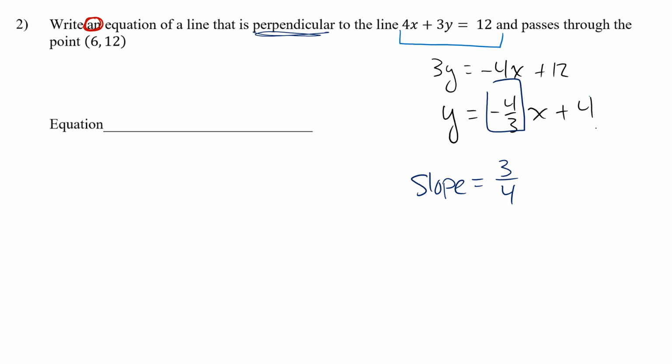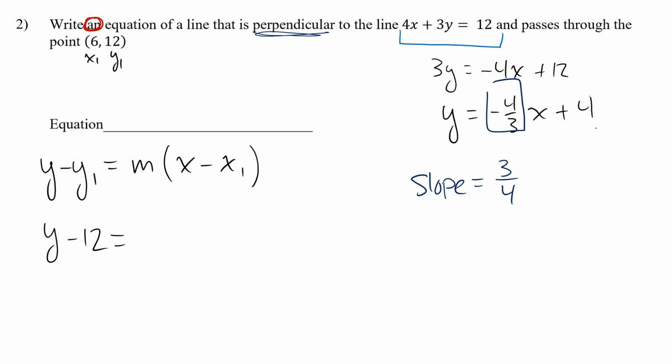So again, I've got my variable y minus this y parameter, right? So it's y minus the y value that I know, which is 12 in this case, equals my slope times the quantity x minus the x value that I know. And the x value that I know in this case is 6. So I can just go ahead and write everything down here. y minus 12 equals my slope of 3/4 times the quantity of x minus 6.